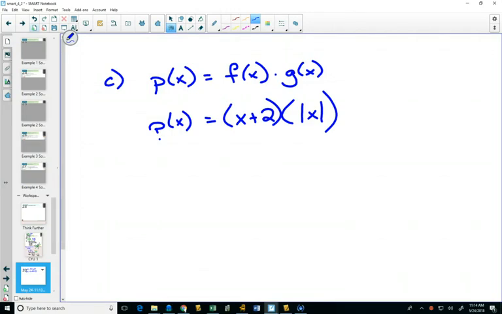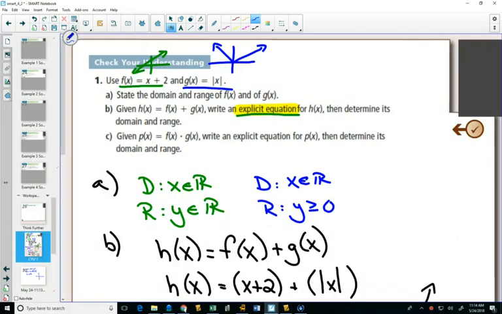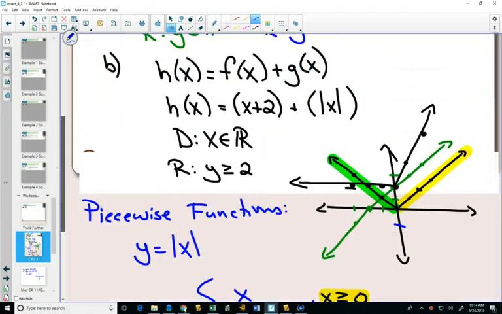That's our explicit equation. Again, we can just look at that equation and say the domain. Is there any non-permissible values? No. The domain would be everything. If we wanted to find the range, we could use the graphs. I am going to use the graphs that we had here. Okay? We had our absolute value graph, which is now highlighted, and our line.